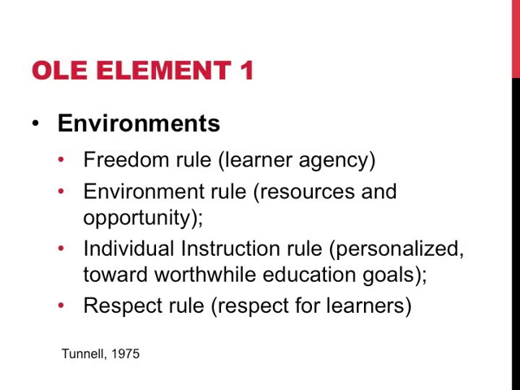What he was talking about was a physical environment, but they still apply. So there's a freedom rule. It's the idea that the learner should have some freedom over what they do. They should have agency and the ability to control their learning and what they access. Then the environment rule: it's important that the environment be rich in resources and opportunity for students to learn, especially in authentic learning.